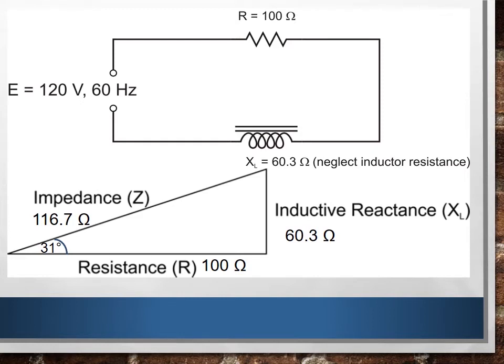So I know that this circuit operates at a 31 degree phase angle. Keep in mind that phase angle also refers back to the voltage. So it is a 120 volt supply operating at a 31 degree phase angle. Now that I have my total Z, I can use Ohm's law in order to calculate what my current is going to be. So my current is going to be 1.028 amps for this circuit. Remember that current is constant, so that's 1.028 amps for both the resistance and the inductive component.